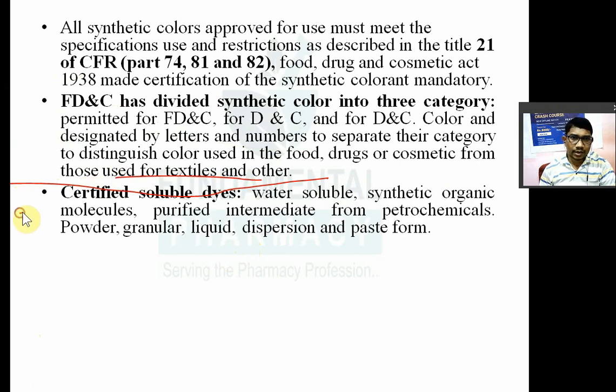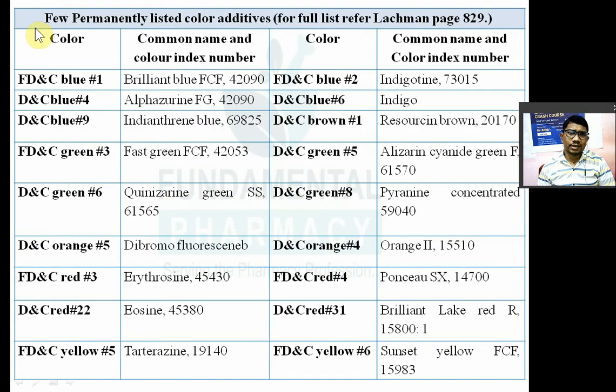Certified soluble dyes are water-soluble synthetic organic molecules, purified intermediates from petrochemicals. They are available in powder form, granular form, liquid form, dispersion or paste. They are known as certified soluble dyes. There are many permanently listed color additives; if you want to go deeper, you can read from Lachman, page number 829. I have just picked one chart.